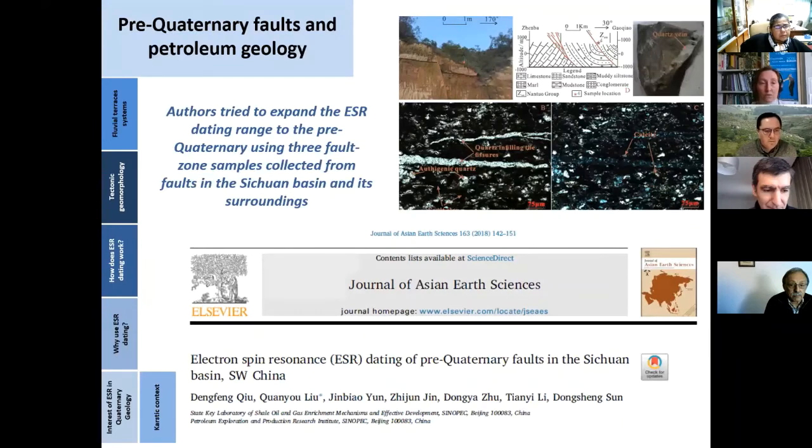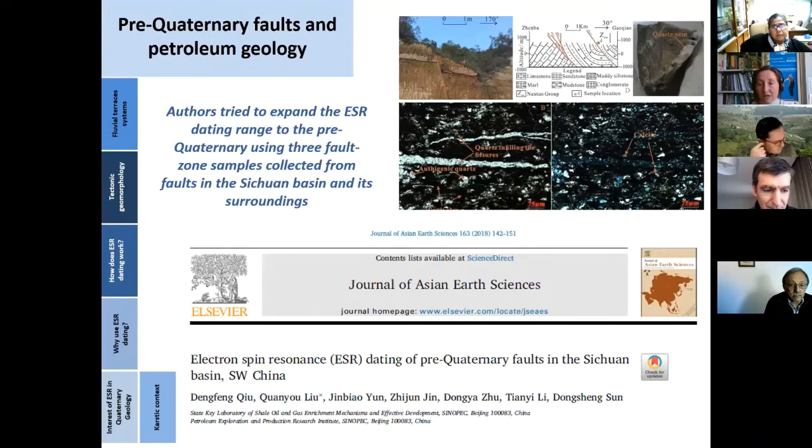And for the last application to finish, I would like to talk about this paper published by Chinese researchers, because it's very important for the method. For decades, ESR dating has been thought to be limited to the Quaternary period because of the saturation of ESR signals. But in structural and petroleum geology, geologists often need to determine the formation age of pre-Quaternary faults to study tectonic movements in earlier geological periods.